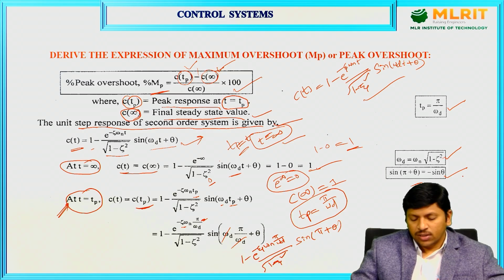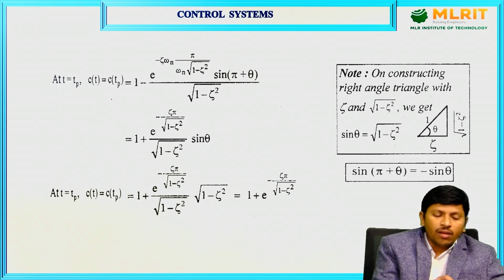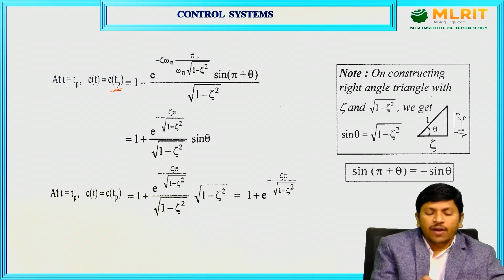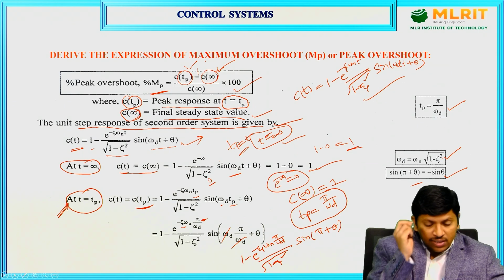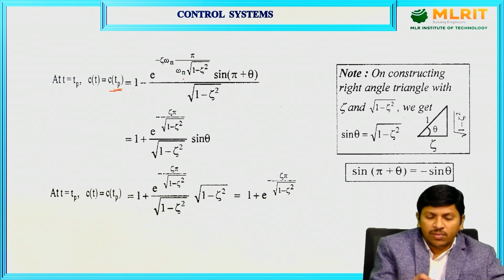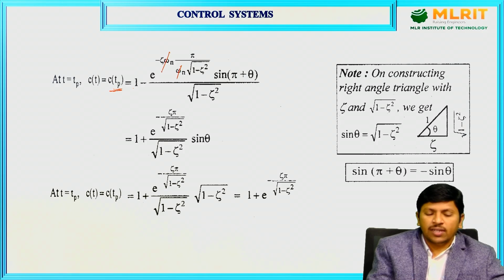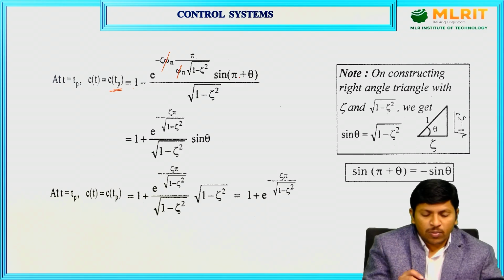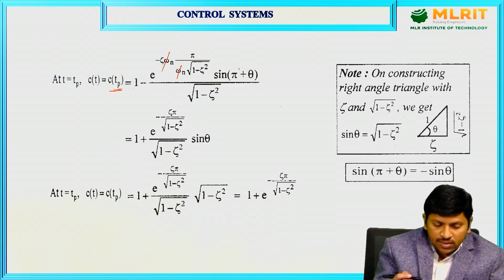So for that, at t equals tp, c of tp equals 1 minus e power of minus zeta omega n π by omega n into under root 1 minus zeta square. In place of omega d, just substitute omega n into under root 1 minus zeta square. So omega n both get cancelled, giving minus zeta π by under root 1 minus zeta square, and here sine of π plus theta, under root 1 minus zeta square. Sine of π plus theta is nothing but minus sin theta. So minus and minus both are plus.